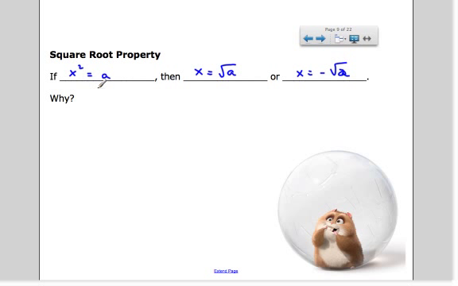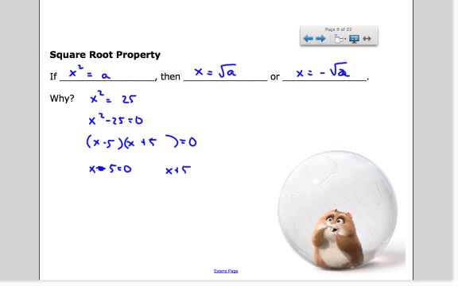Well, for example, if x squared equals 25, then I would normally move this over and get x squared minus 25 equals 0. And then I would factor this because it's a difference of two squares. So this is x minus 5 and x plus 5 equals 0. So x minus 5 equals 0 and x plus 5 equals 0. So x equals 5 or x equals negative 5. But notice 5 is the square root of 25. And it's positive here and negative here. So that's what that means right here.